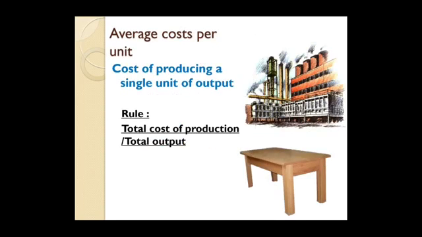So let's say the total cost of producing 10 tables, for example, is 100,000 dollars, over 10. So this will give me $10,000 per table. This is the unit cost.